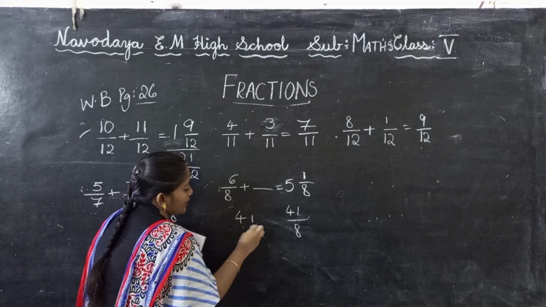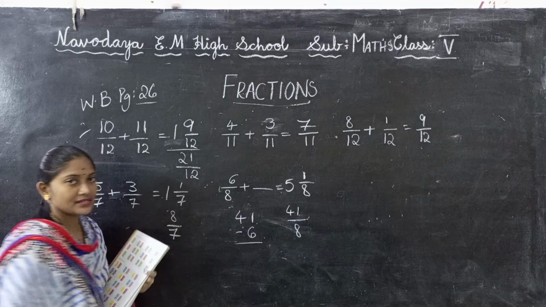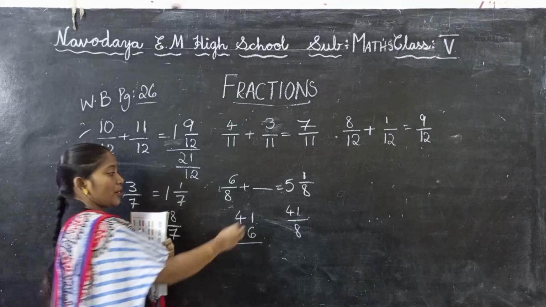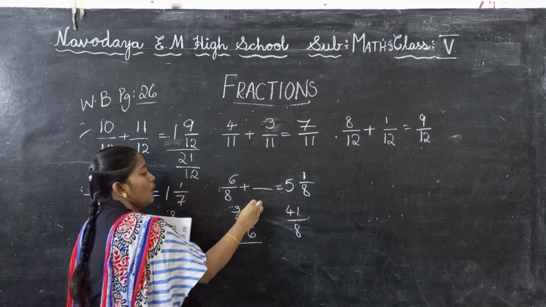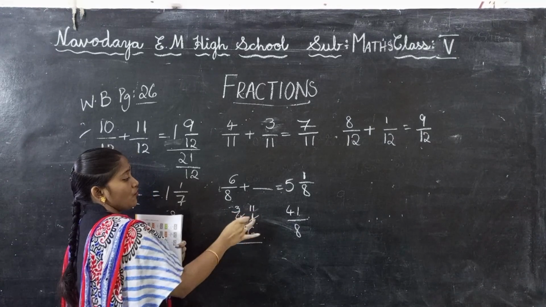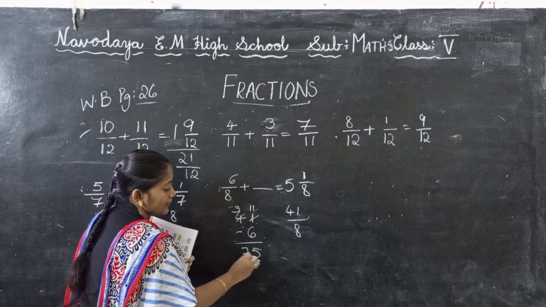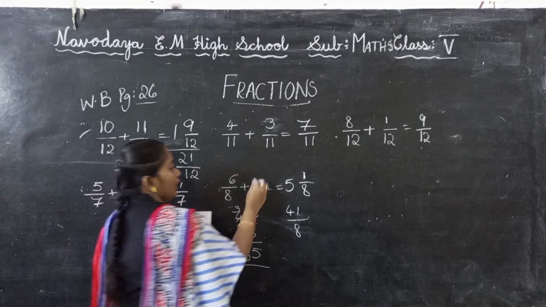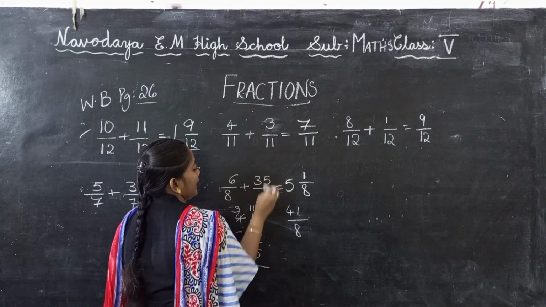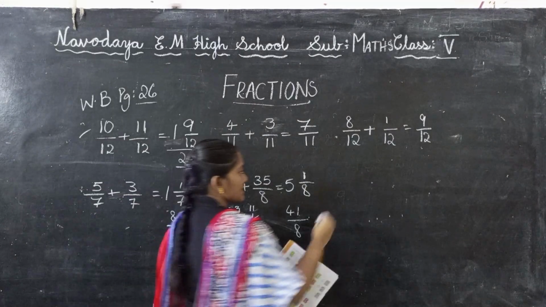41 minus 6. Is it possible, 1 minus 6? No. What we have to do? We have to borrow from 4. So 4 becomes 3, 1 becomes 11. So 11 minus 6 is 5, and 3 carry out. What is that? It's 35 upon 8. 35 upon 8. Next one, 4 upon 6.